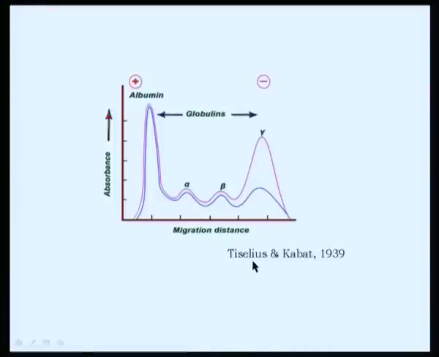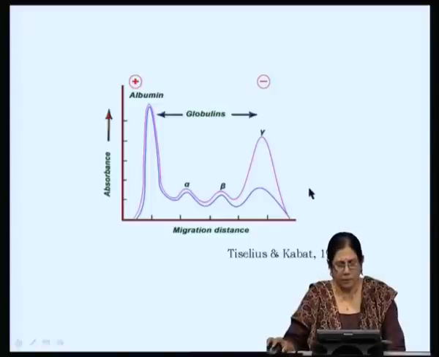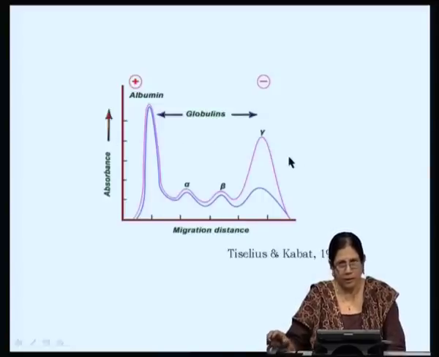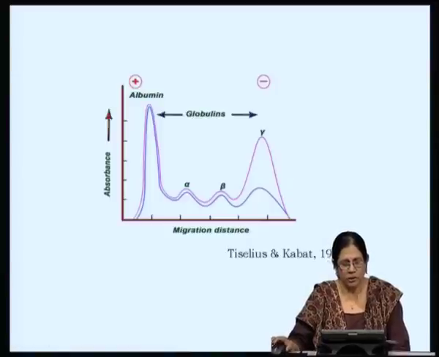It was around 1939 that Tiselius and Kabat were the first to report that this component, antibody, is present in the gamma globulin fraction of the serum. Now, technology was primitive in those days, and the only method by which scientists could identify which fractions were present in the serum was electrophoresis, simple electrophoresis, where proteins could be separated based on their net charge.